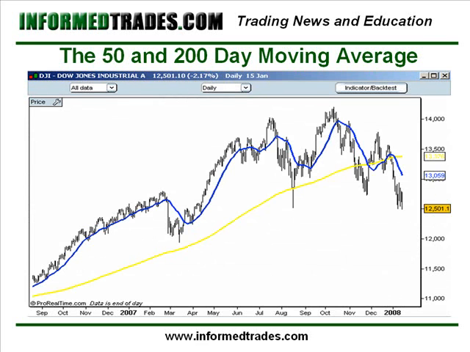and you see the 50-day moving average there in blue and the 200-day moving average there in yellow. You can see we've recently broken that, and a lot of people are pointing to the fact that price is below the 200-day, and the 50-day moving average has also crossed below the 200-day, as a very bearish sign for the Dow.